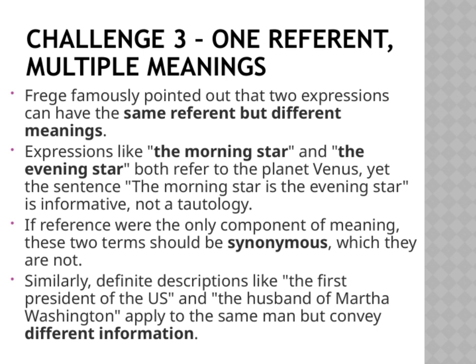We see a similar pattern with definite descriptions like the first president of the U.S. and the husband of Martha Washington. Both refer to the same person, George Washington, but they convey different kinds of information. This brings us to a key point. Even when two expressions have the same referent, they can have different meanings. This is a fundamental challenge in understanding language, and it ties into our broader theme of how meaning works beyond just pointing to objects in the world.